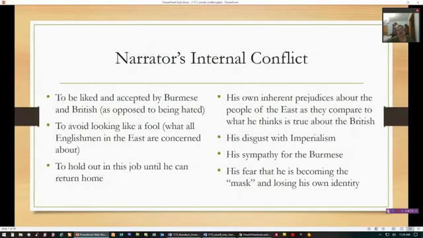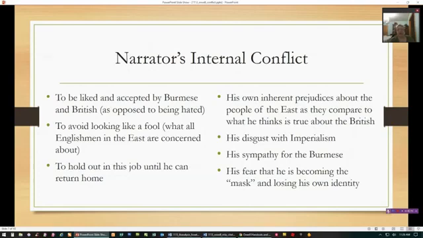One of the first things he tells us is that he was never more hated than he was in Moulmein. He wants to avoid looking like a fool. That's the last thing he tells us, though he does indicate that other times. But the last thing he says is, I didn't want to look like a fool. And he basically tells us that this is all Englishmen's ultimate motivation in the East, to somehow maintain their dignity. He wants to hold out in this job until he can return home.